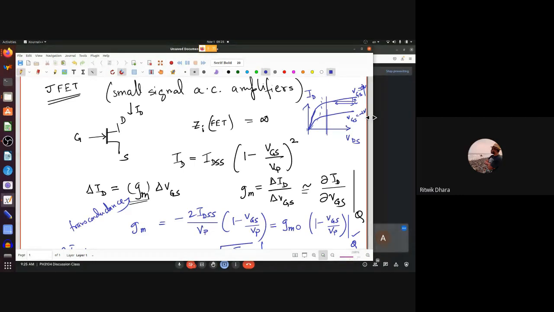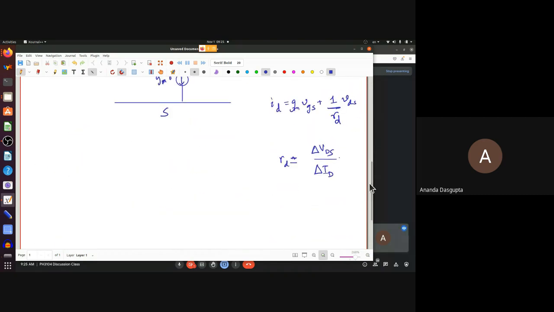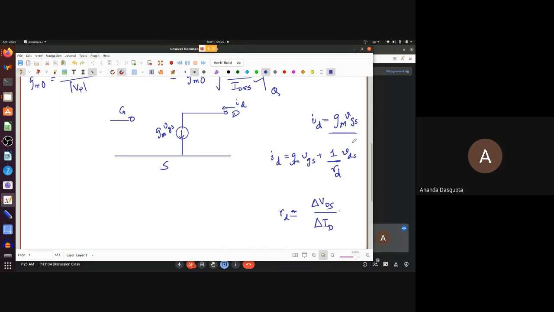Sir, RD should be big. Yeah, this should be big because VDS has to change a lot to get a small ID change, right? So delta VDS by delta ID has to be a large quantity. And this 1 by RD is small, and that should also be easy to understand. Remember, our first approximation was just this. You didn't even have this term. So if this is a good first approximation, this term had better be very small, which means RD should be very large. So 1 by RD is a very small quantity, and very often it is so tiny compared to GM.